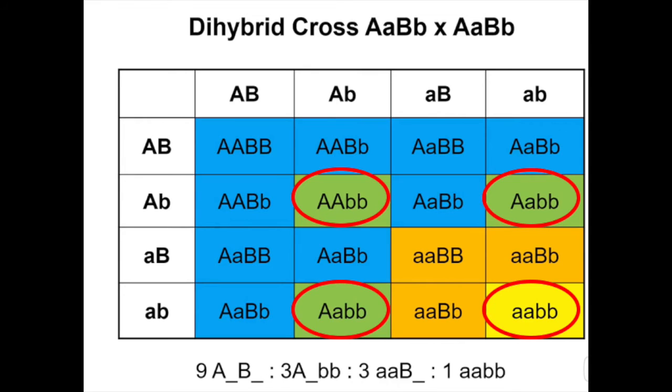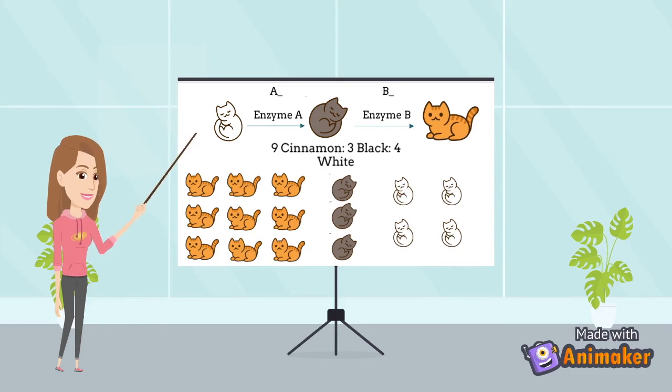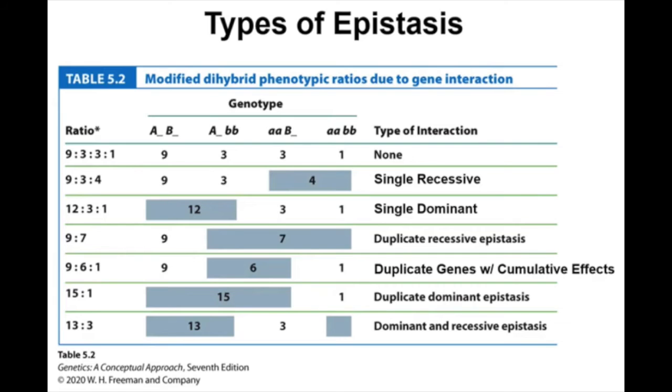In this dihybrid cross, we end up combining these four genotypes into one phenotype because none of them have large B alleles, so they would remain black instead of cinnamon colored. This gives us a final ratio of 9:3:4, and as we can see by this chart, the ratio is consistent with single recessive epistasis.